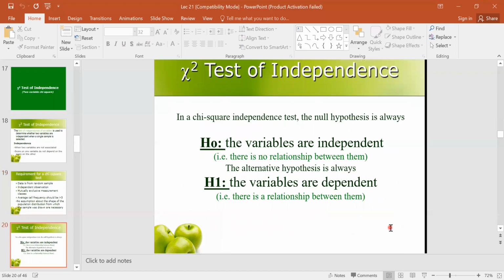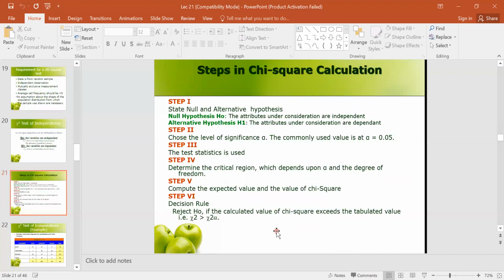So for the chi-square test of independence, our hypotheses are: the null hypothesis is that the variables are independent as there is no relationship between them, and the alternate is that the variables are dependent, or there is a relationship between them. So these are the steps to calculate the chi-square statistic.